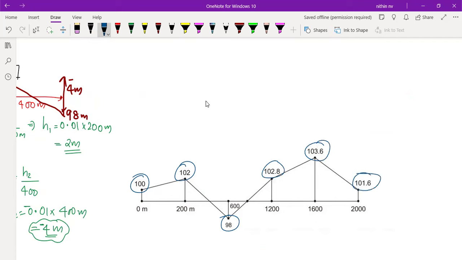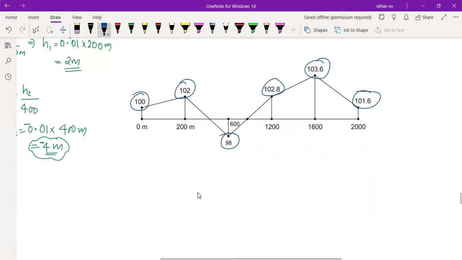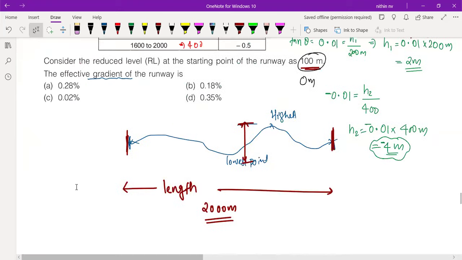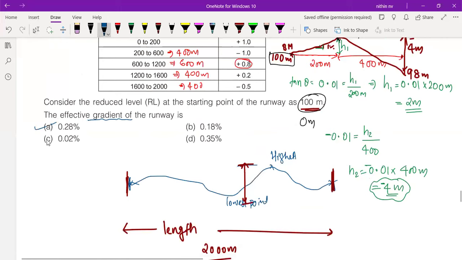Now, finally, what is the meaning of this effective gradient? As I told you, the highest point, which is 103.6 meter, minus the lowest point, which is at 98 meter, divided by the total length, 2000 meter. So into 100 you do, you are going to get directly in percentage. Once you do it, you are going to get 0.28 percentage as our effective gradient value. Got it, guys? Going back to the options, they have given option A as 0.28. So here option A will be our final answer.